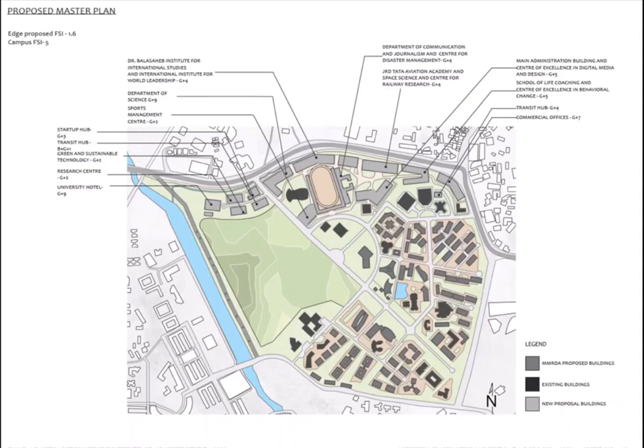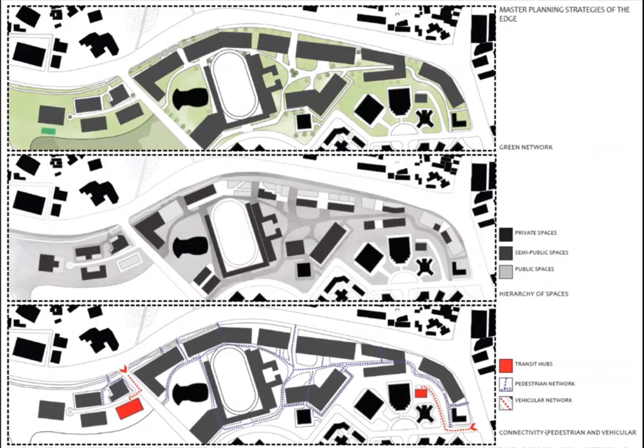Here's the detailed proposed master plan of the edge, which shows all the buildings that are along the edge. These are mainly the Research Center, the University Hotel, the Institute for International Studies, and many other institutes that are along the edge. The proposal was also supported by three major strategies: the green network, the hierarchy of spaces, and the connectivity map.